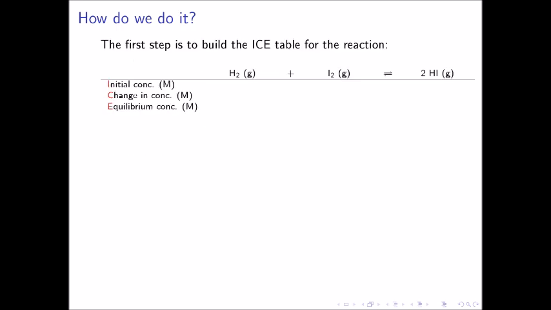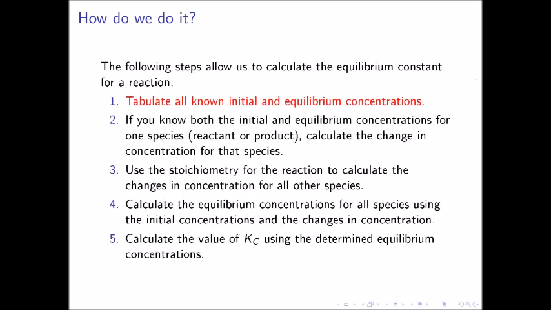The first step in this problem is to build the ice table for the reaction. Notice that the top row of the table is nothing more than a restatement of the chemical equation for the equilibrium. There are 3 additional rows. The first row lists the initial concentrations of each species. The second row lists the change in concentration for each species, and the third row gives the final equilibrium concentrations of each of the species. Notice that the initials ICE give name to the ice table. We can now follow our 5 steps in order to complete the calculation.